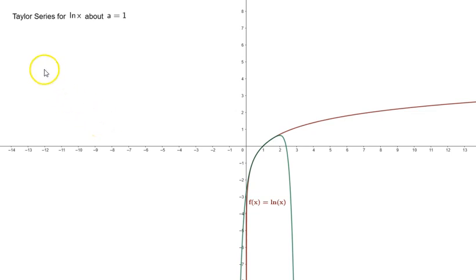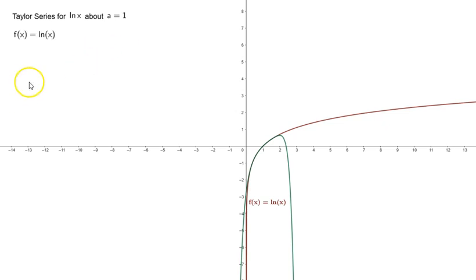Now, in the previous session, we saw the Taylor series for e to the power of x. Now, let's look at it for natural log of x. Here we will look at it about a equal to 1. For e to the power of x, we saw it about a equal to 0. Now, why are we changing that? That's primarily because at a equal to 0, natural log of 0 is undefined. So, that is why we are taking a equal to 1.